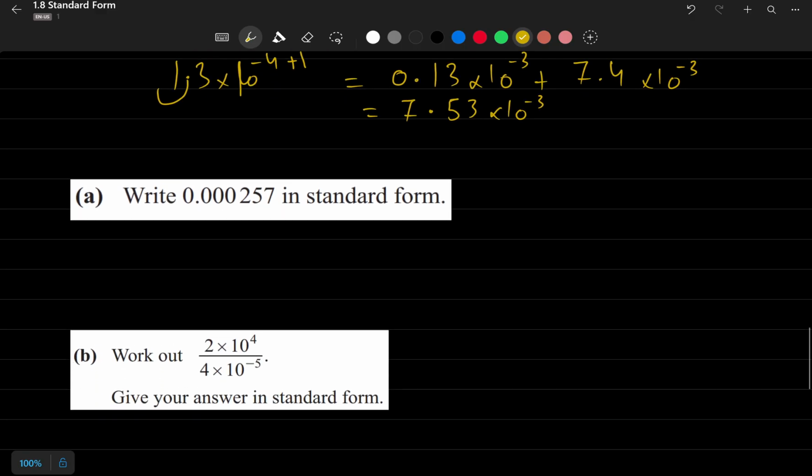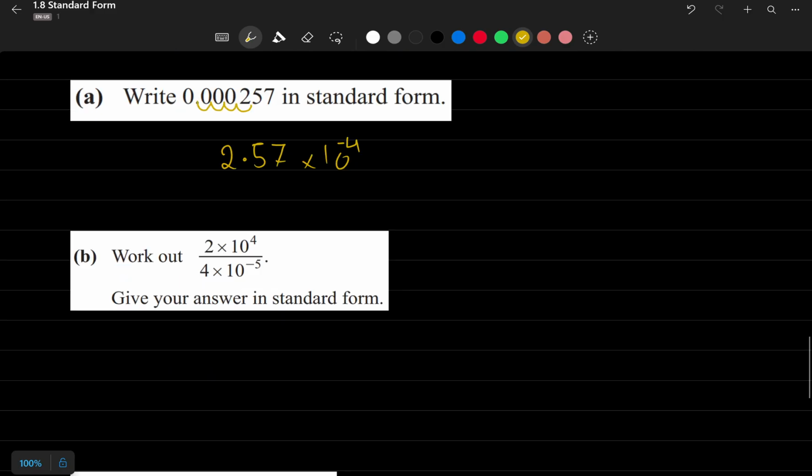Now another question suggests write this in standard form. Moving the decimal towards the right gives you negative power. So 2.57 into 10, we shifted once, twice, thrice and a fourth time. So the answer gives you minus 4. 2.57 into 10 raised to power negative 4.